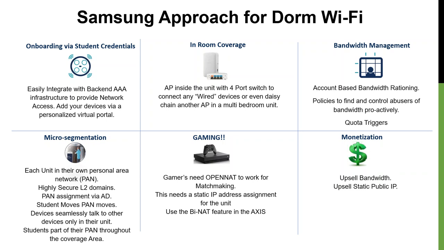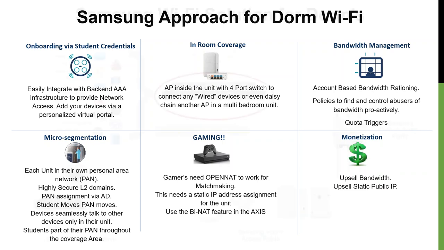Gaming, remember I mentioned how OpenNAT works. You need a public IP address for OpenNAT to work, because you have to go in and create those port forwards. You cannot do that in a shared Wi-Fi system, because you have carrier NAT and just one public IP. In this case, the university can rent or buy a /26, for instance, and you don't have to have a one-to-one situation. Let's say you have 300 units, you don't need 300 public IP addresses, because not all of them are going to need this. So you can lease about 50 or 60 of those and, using our system, assign a public IP to a particular unit.